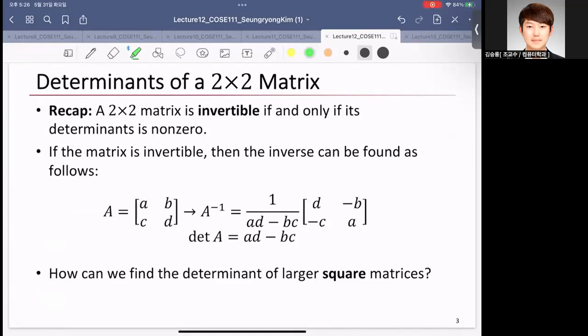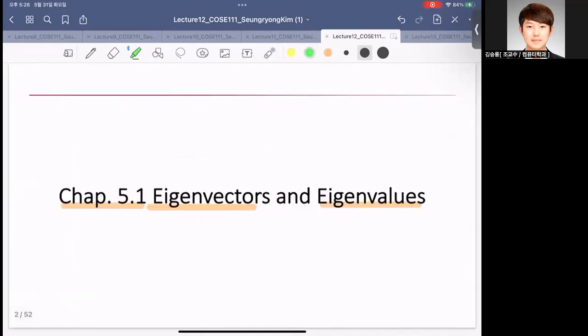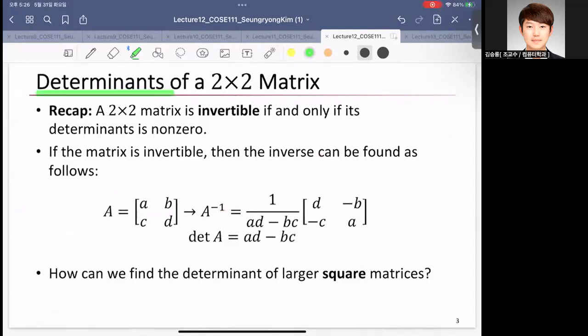So even though this is chapter 5.1, we have to start with determinant because we have to know the determinant in this chapter 5.1. But here we'll just briefly mention what determinant is. Then later we will talk about how to use this determinant to compute eigenvalues or eigenvectors.